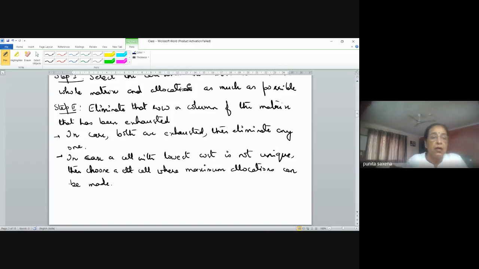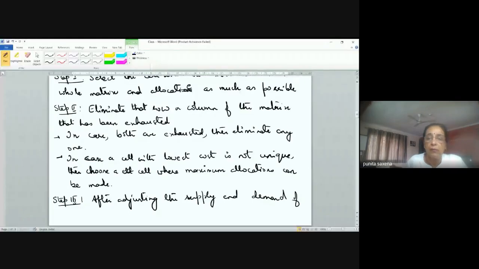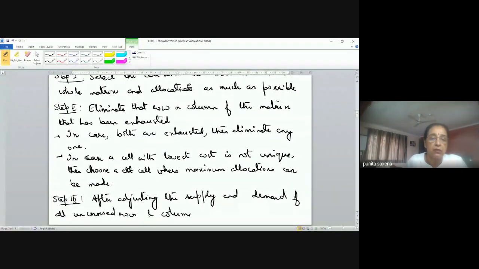Now then step number 3 is we adjust the supplies and demands, the way we did in the earlier problem. You have to cross and then write the remaining one. So we say after adjusting the supplies and demands of all uncrossed rows and columns, repeat the procedure. Okay.